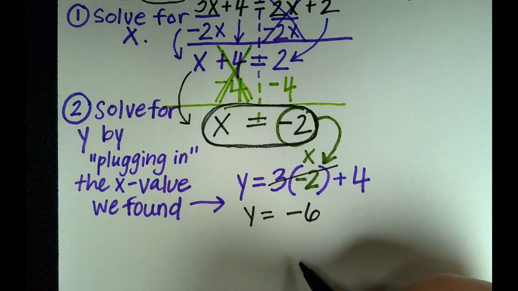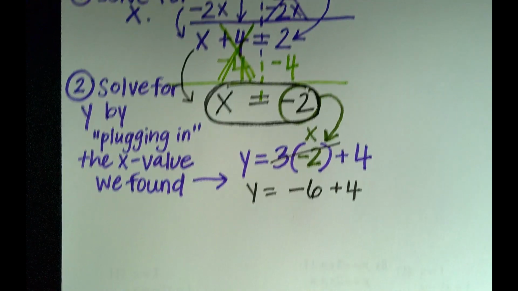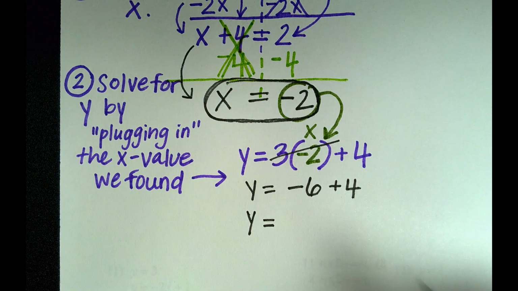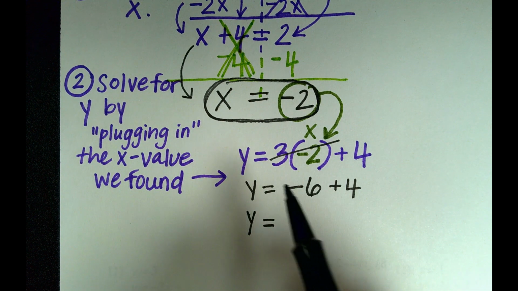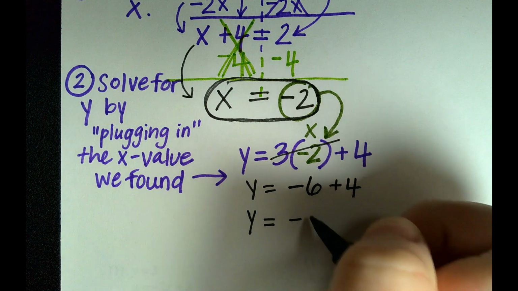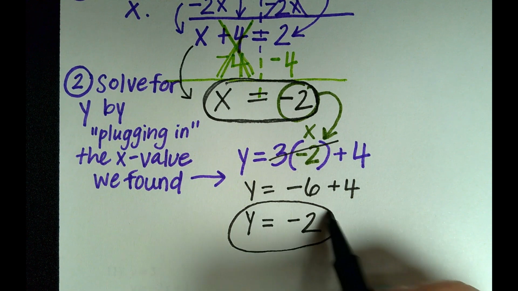So I'll cross that off and write -6 instead. y equals -6. I'll bring down my plus 4. What do I do now? Add them together. What is -6 plus 4? -2.